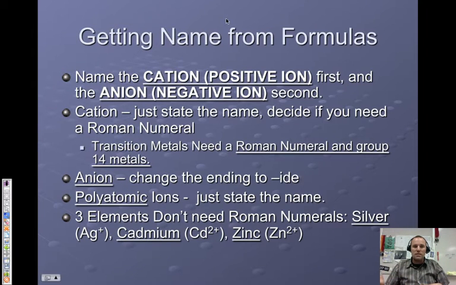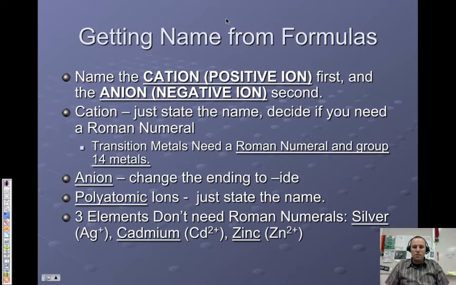State its name, decide if you need a Roman numeral. This next part is the anion, the second symbol. All you have to do, if it's a regular element, is change the ending to "ide," I-D-E. So chlorine becomes chloride, sulfur becomes sulfide, phosphorus becomes phosphide, selenium becomes selenide. Okay, so you just change the ending to "ide." But if it's a polyatomic ion, then all you have to do is state the name, because you have those memorized.